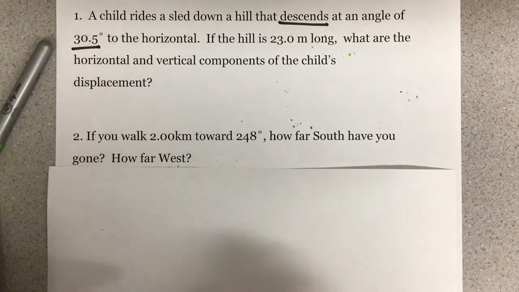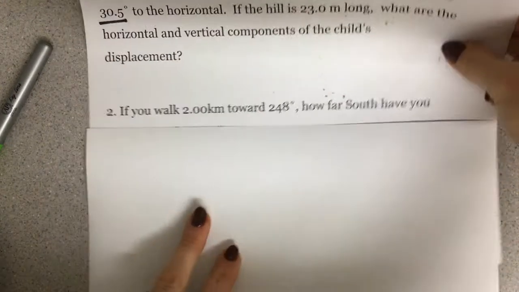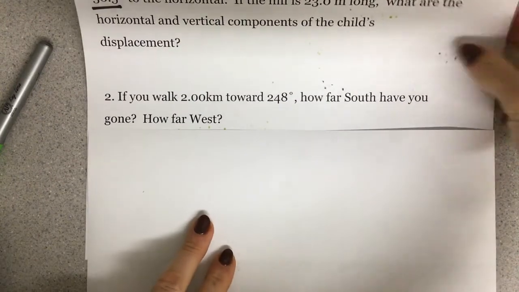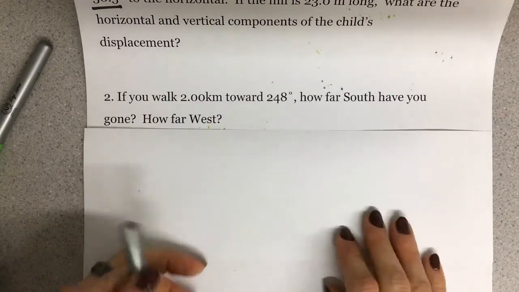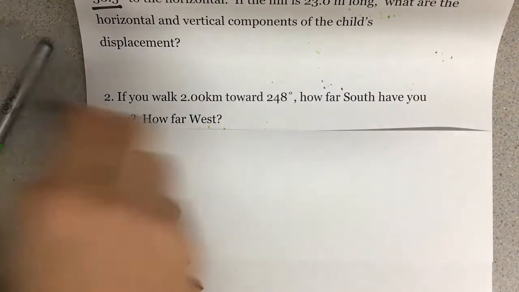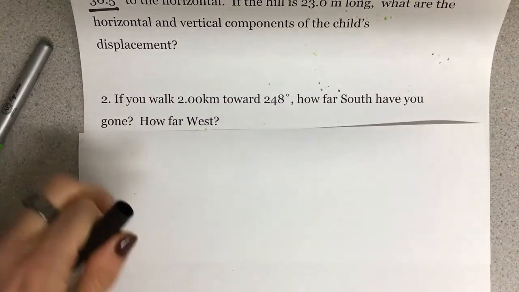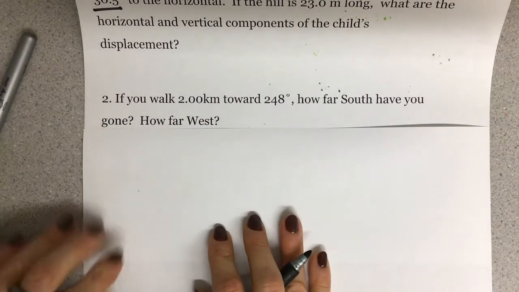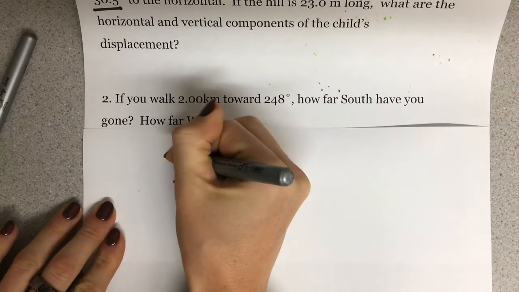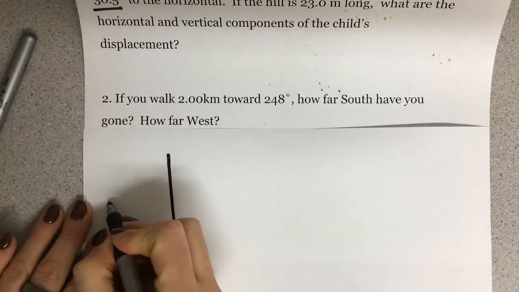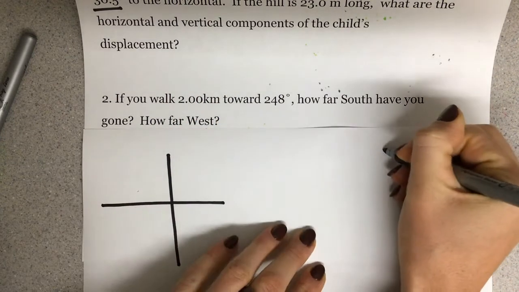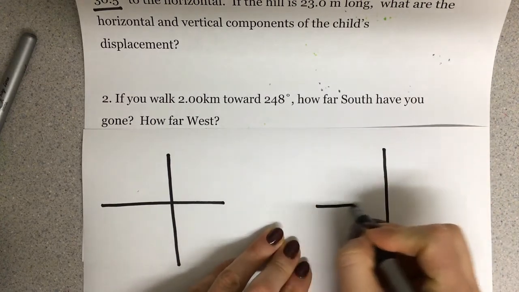Okay, number 2. If you walk 2 kilometers towards 248 degrees, how far south and how far west have you gone? Okay, we can do this 2 different ways, and both ways are right. I'm going to show you both ways.